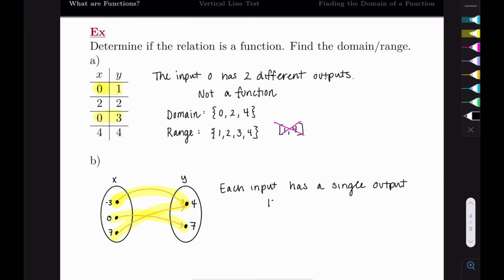So because of that, this is a function. And then again, we can find our domain and range. Typically, we just use a D and an R to signify those. Our input values are -3, 0, and 7, and these are the set of values. And our range is 4 and 7 only. So even though 4 has 2 inputs that correspond to it, I only include it once because it's a single number.